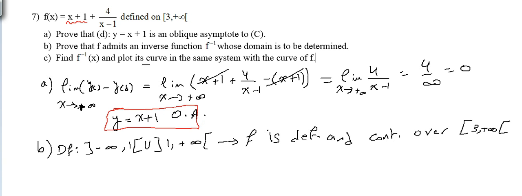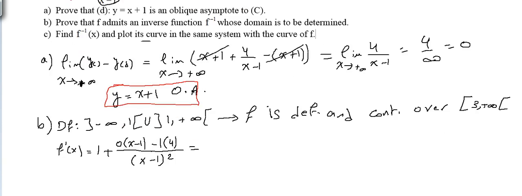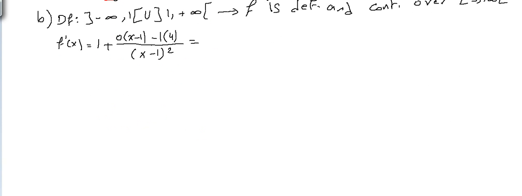Now we're good. We need to find the derivative f prime. f'(x) equals the derivative of x, which is 1, the derivative of 1 is 0, plus the derivative of u over v. u prime is 0, v is x - 1, minus v prime, which is minus 1, times 4, over (x - 1) squared. I'm doing the derivative of this part, which is u over v. The answer will be 1 - 4/(x - 1)^2.